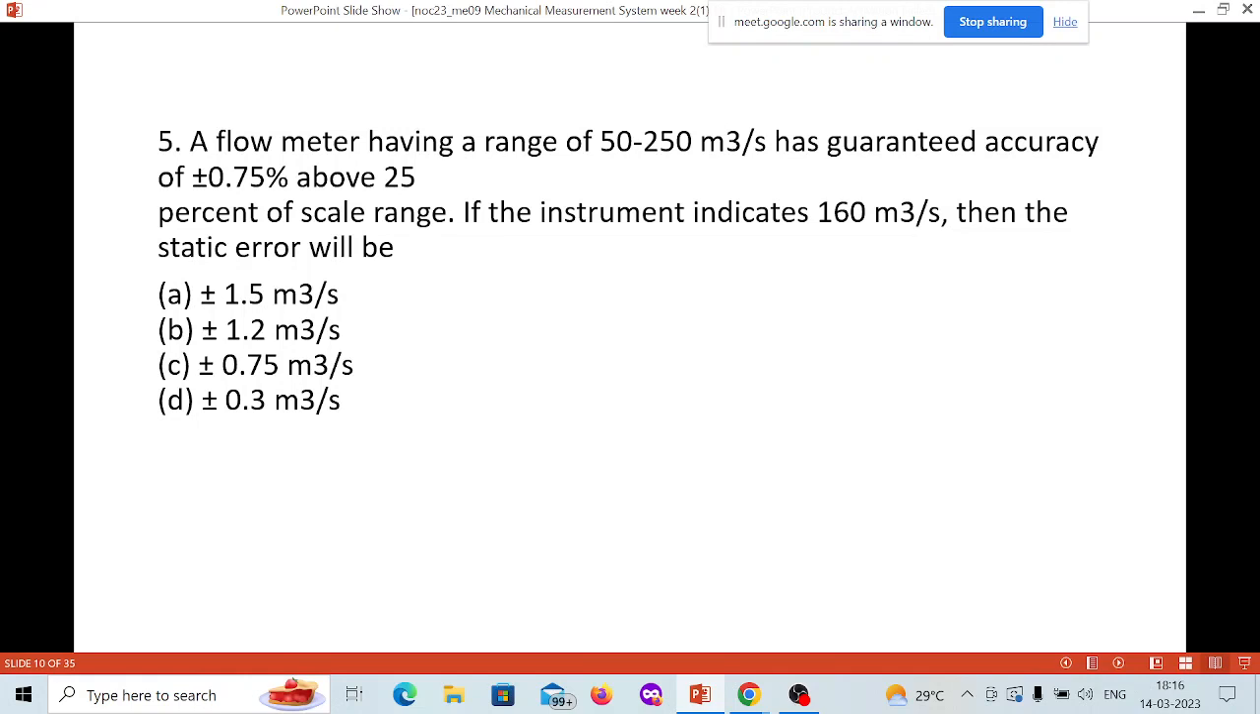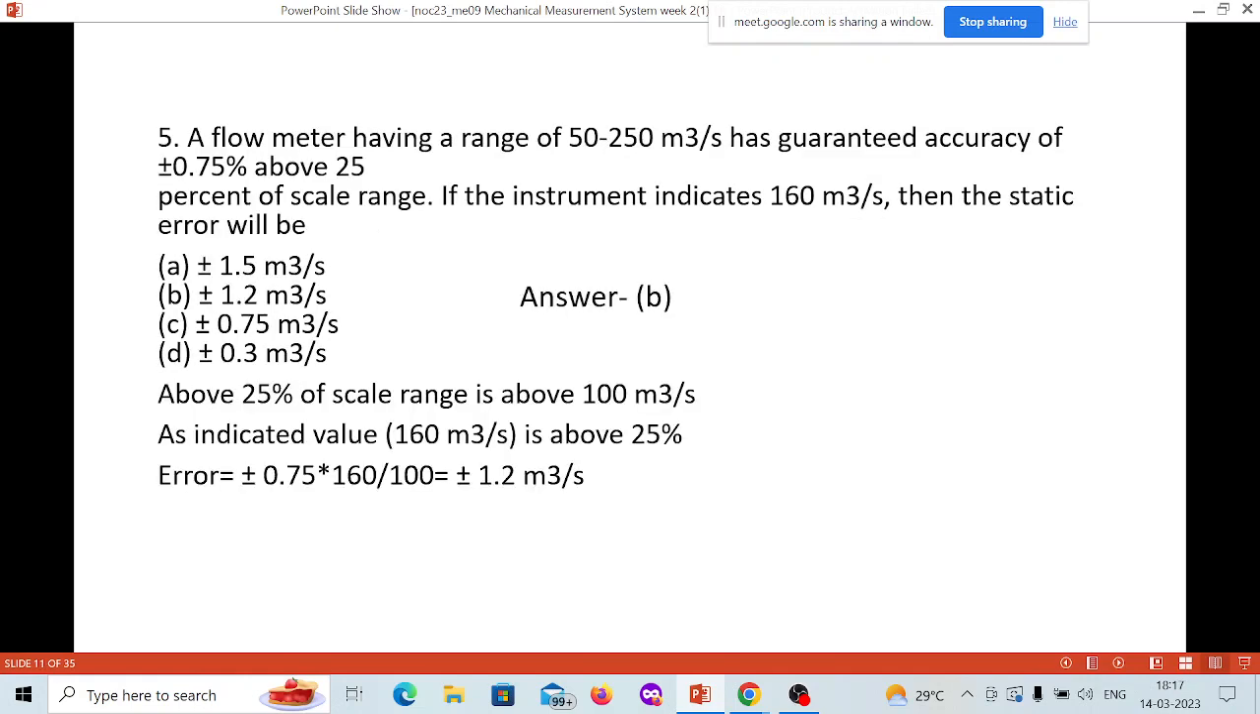You have been asked to calculate the static error. The flow meter has a range of 50 to 250 meter cube per second, which is the range in which it can measure. It has an accuracy of plus or minus 0.75% above 25% of scale range, so above 100 meter cube per second. Now the indicator reads 160 meter cube per second, which is above 100. So you can use the plus or minus 0.75% to calculate the error in the measurement. The answer options are 1.5, 1.2, 0.75 and 0.3, out of which the answer is B.